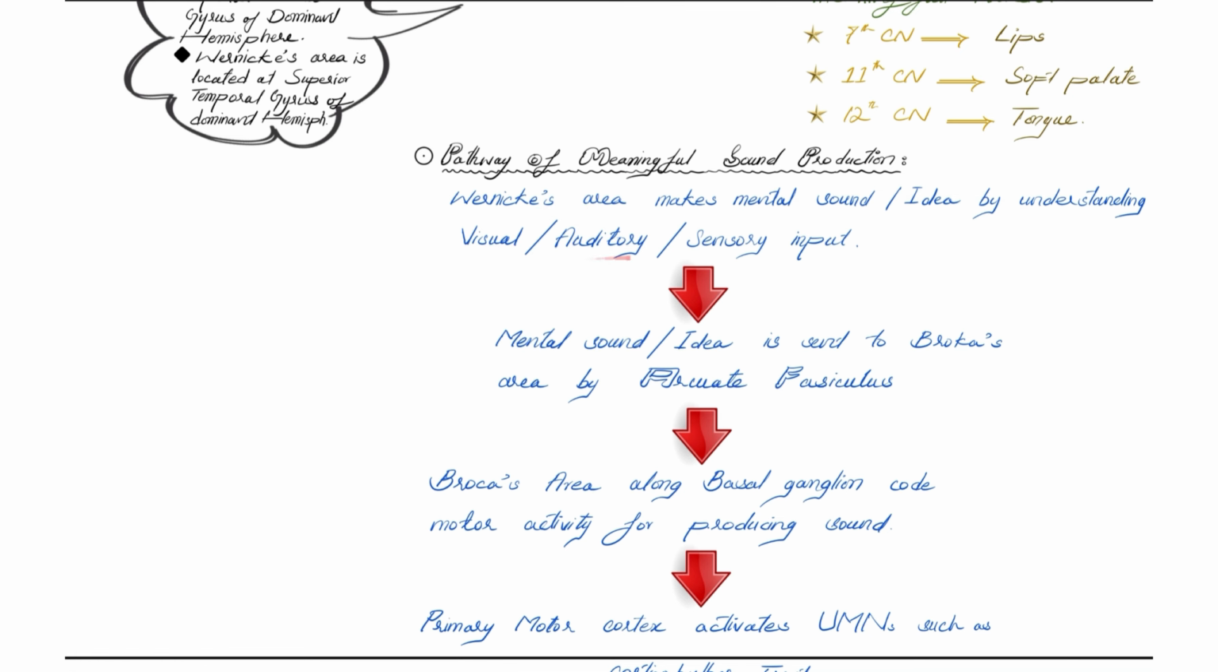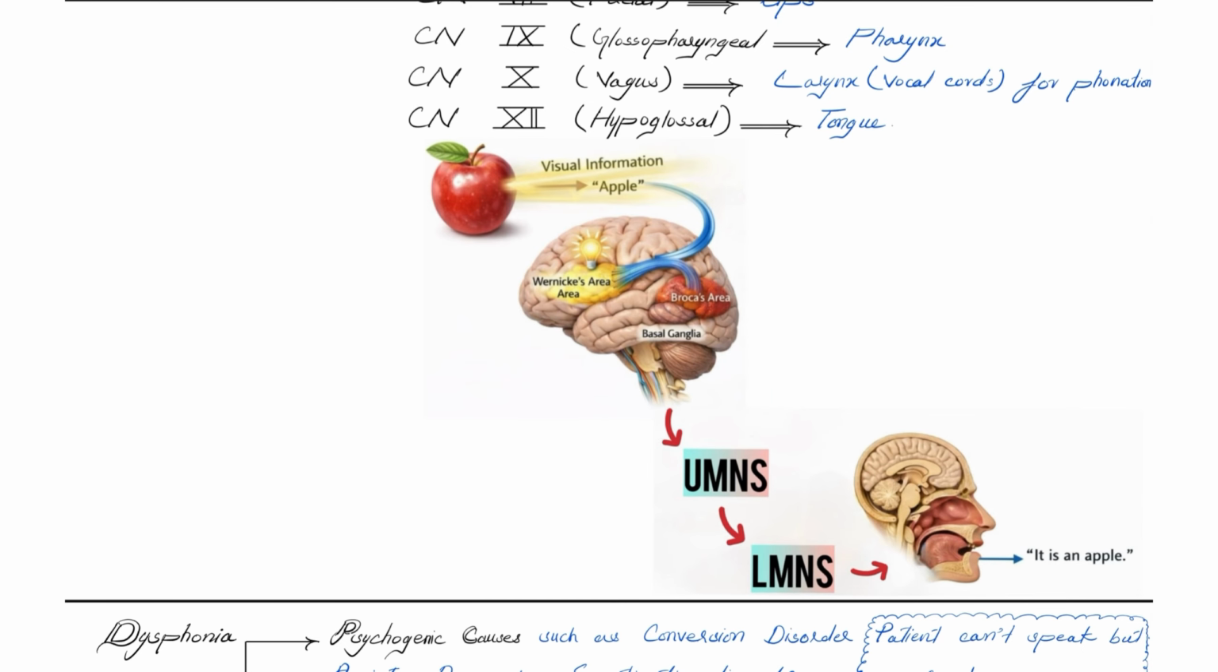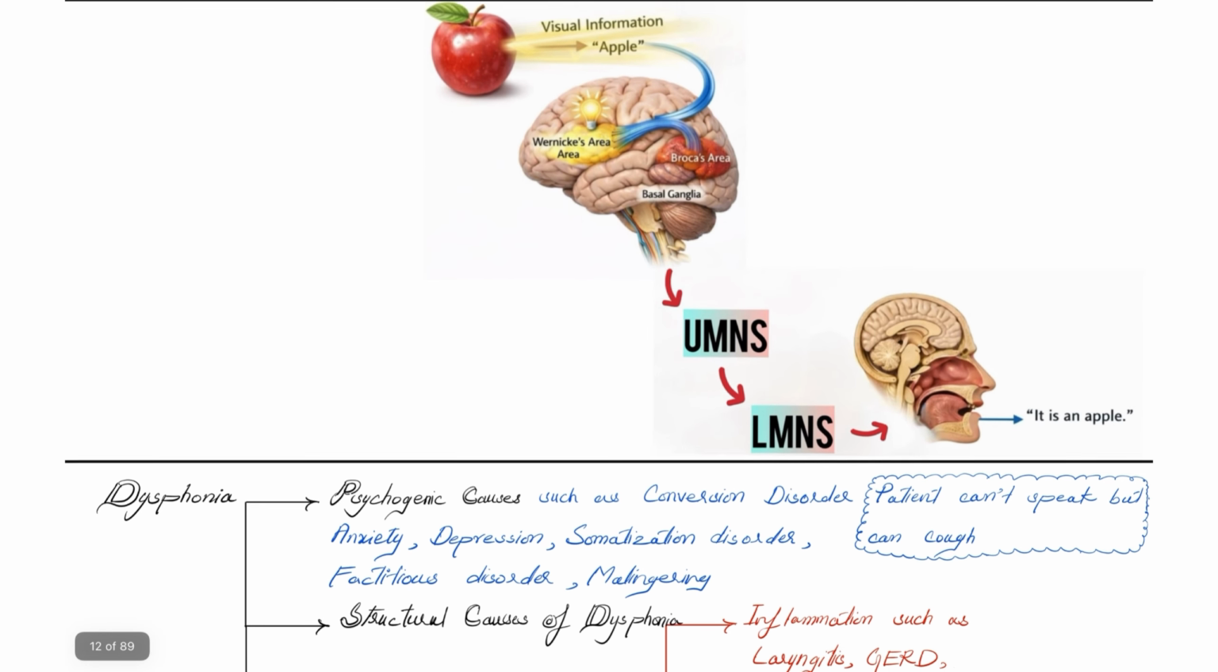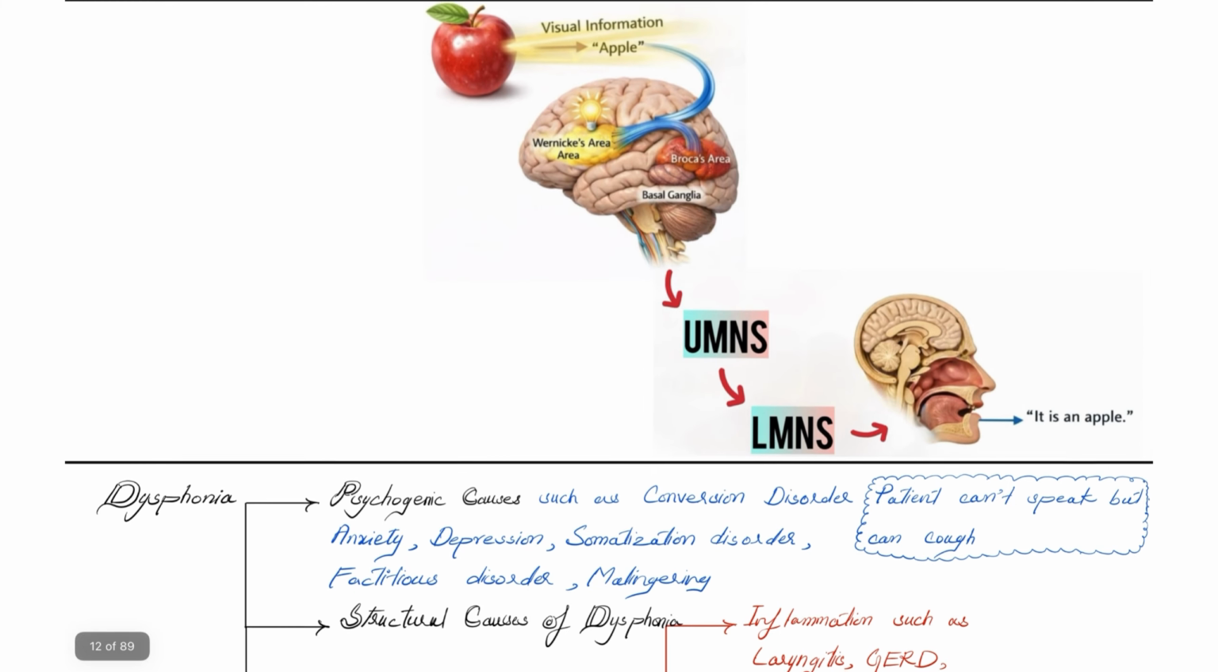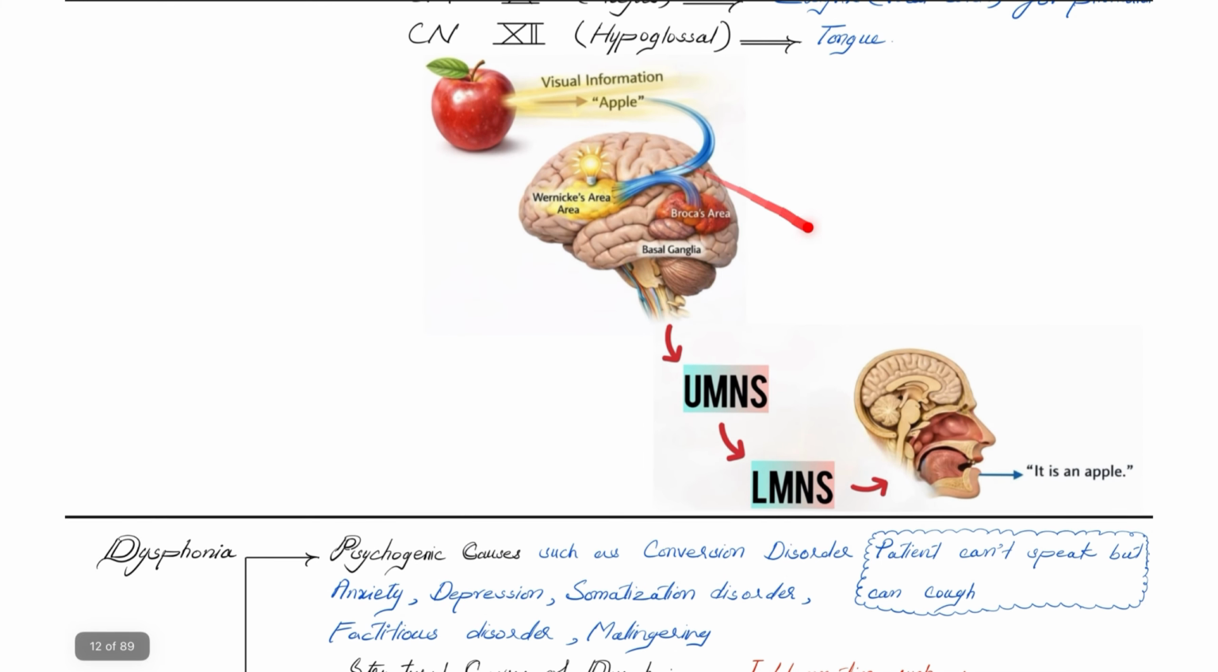So there is an illustrative image, where visual information is coming into the Wernicke's area. Wernicke's area makes the mental sound and sends it to Broca's area through the arcuate fasciculus, and then Broca's area codes motor activity, which it sends to the primary motor cortex, and then the primary motor cortex activates the upper motor neurons and lower motor neurons, and then the patient will be able to say that it is an apple, meaning he understands the visual information and he puts it into words.